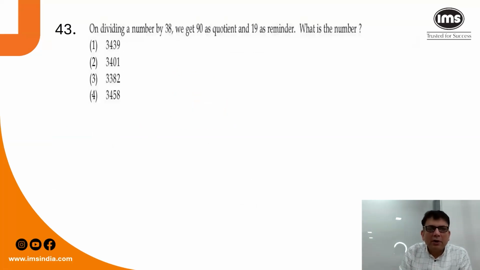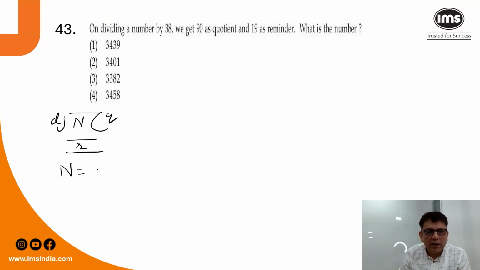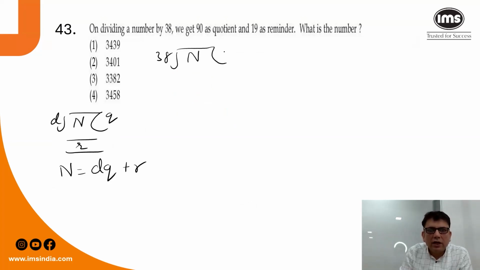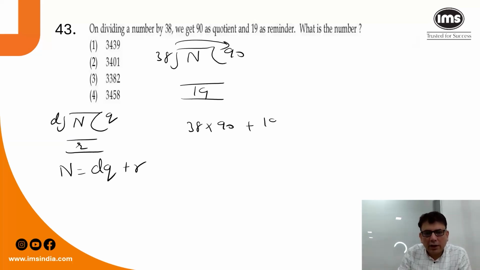Now question number 43. On dividing a number by 38, let's say the number is n, divisor is d, quotient is q, remainder is r. So n can be written as dq plus r. Now dividing a number by 38, we get 90 as quotient and 19 as remainder. The number will be 38 into 90 plus 19. This is one way, direct way. It's a very easy question.